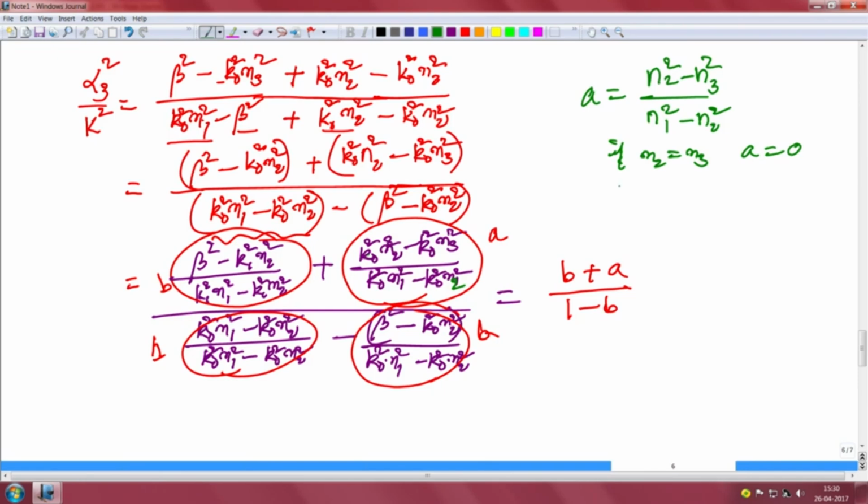Also when n2 is not equal to n3, since usually the refractive index difference n1 square minus n2 square is very small, you can say that the value of a is very large. So, the value of a ranges from 0 for the symmetric waveguides to very large for very asymmetric waveguides. So, we can say that a represents the asymmetry parameter.